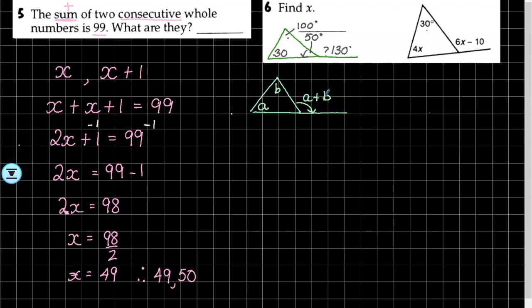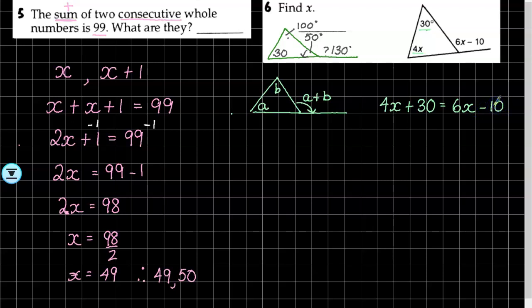So if we apply that over here, what that means is if I add this angle plus this angle, it's going to have to equal this angle. So that's exactly what we write. I'm going to say 4x plus 30 has to equal 6x, take 10.